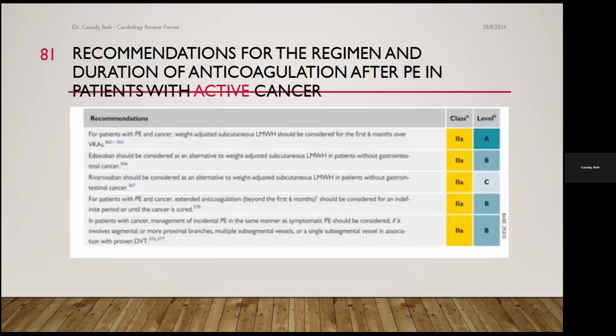But now for patients with active cancer, that is patients who have pulmonary embolism and cancer, weight-adjusted subcutaneous low molecular weight heparin should be considered for 6 months over the use of vitamin K antagonists. This is actually a class 2A recommendation.